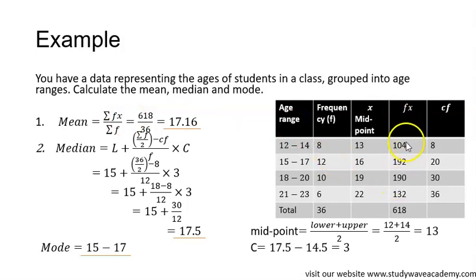So we are going to add everything we got to get our answer, okay? 104 plus 192 plus 190 plus 132. When you add these together, your answer is going to be 618. Okay? So we have gotten the sum of fx. Remember how we did it? How we got the fx, right?